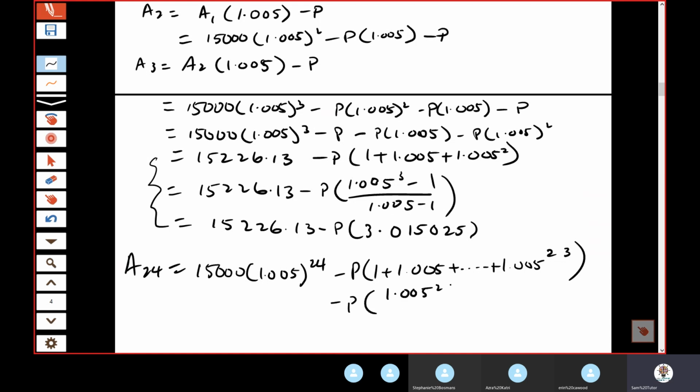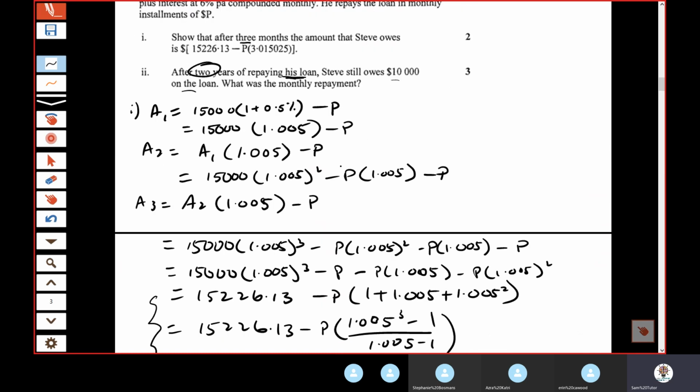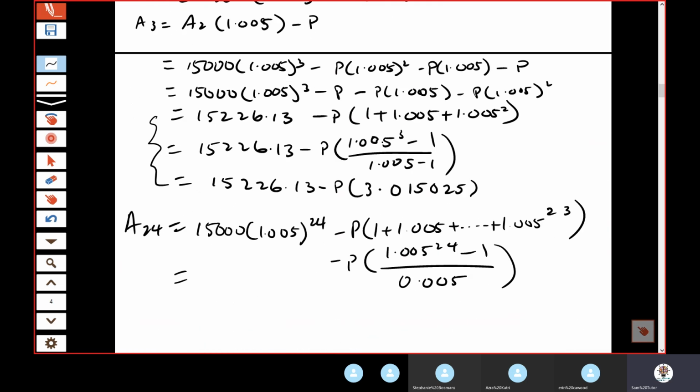A R minus 1 over R minus 1, and then this is still whatever that number is. All right, what does A24 equal? We're used to that, but what does the question say? So it was 10,000. Usually it's 0, isn't it? So it says 10,000, so you just make it equal to 10,000 this time.